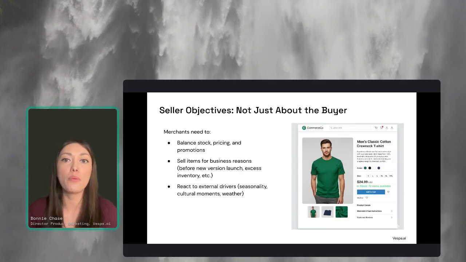The challenge is that many commerce systems force a trade off. You either optimize strictly for buyer intent or you override relevance with merchandising rules. In reality, the best outcomes happen when the system can blend both without hacks, manual overrides, or fragile pipelines.